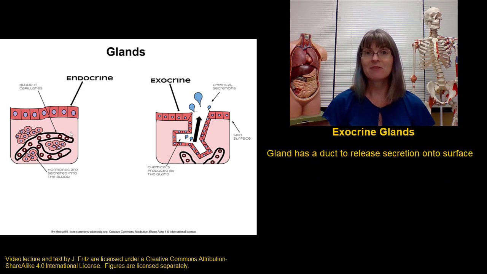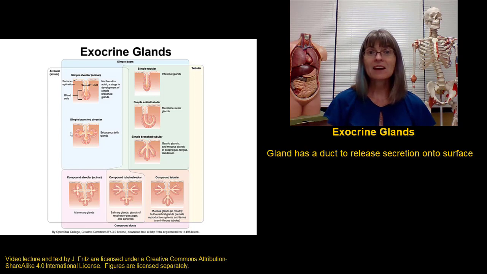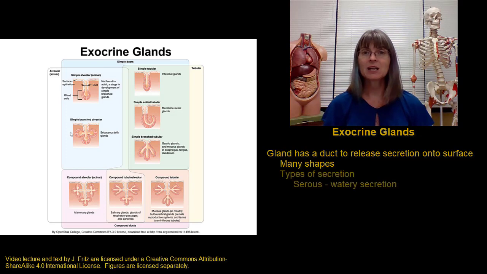Again, these are glands that have a duct so that they release their secretion onto a surface or into a cavity. Exocrine glands come in many different shapes, but we don't need to worry about the details of naming the different shapes of exocrine glands. I want to focus instead on the type of secretion that's released and on the method of secretion. There are three main types of secretions released by exocrine glands.